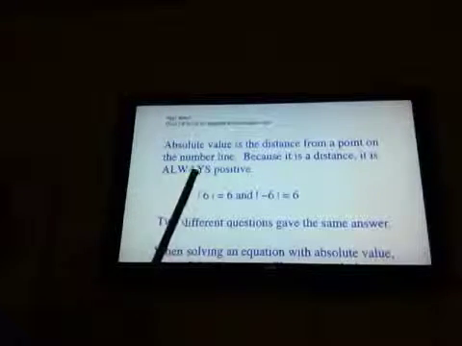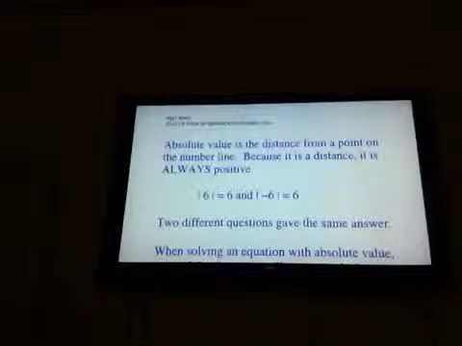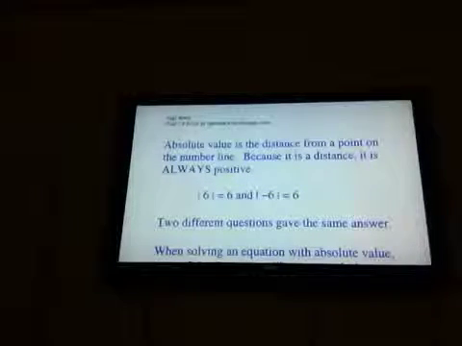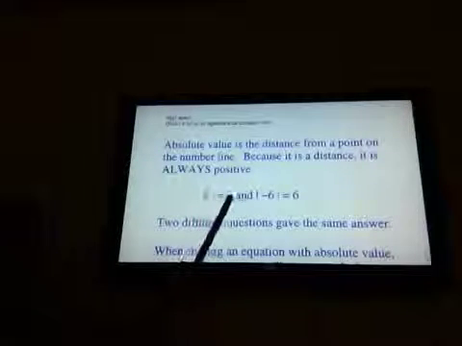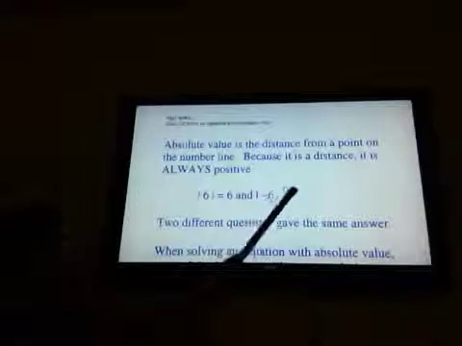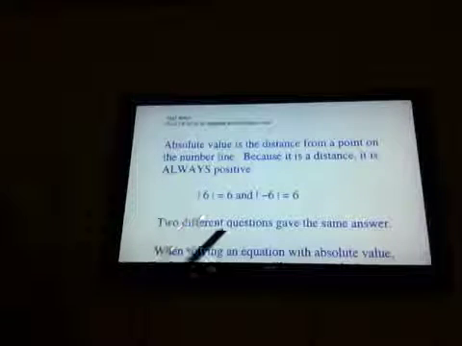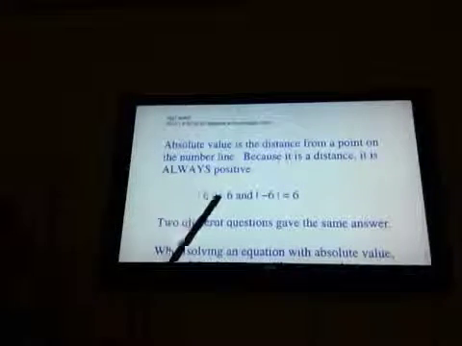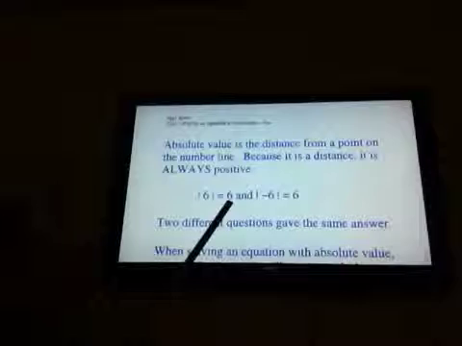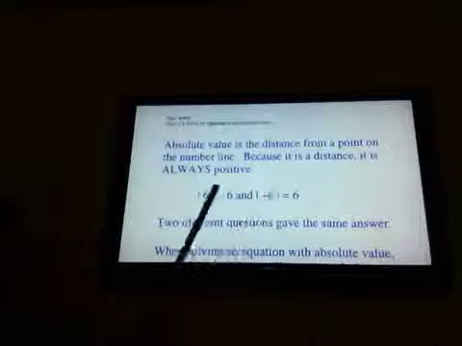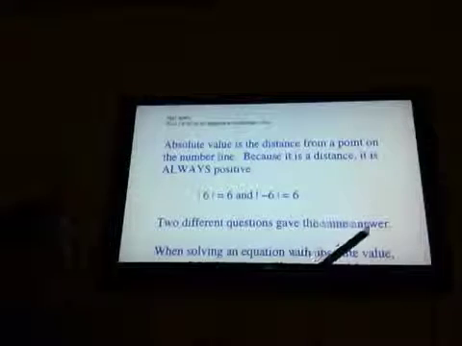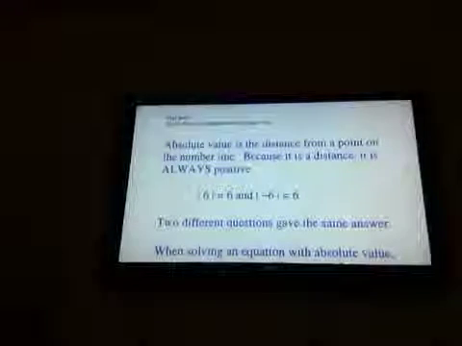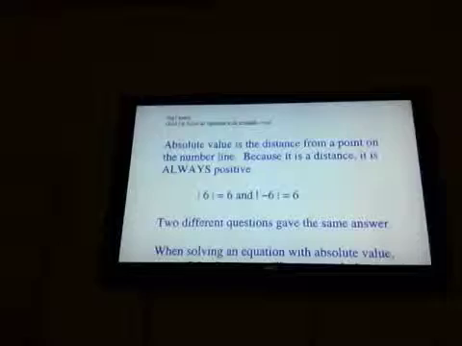When you simplify it, what I mean is you actually take it out of the absolute value bars. It becomes positive. If it was positive, it stays positive, and if it was negative, it becomes positive. So 2 different questions gave the same answer. That's important for what we're doing, because we are going to be solving.